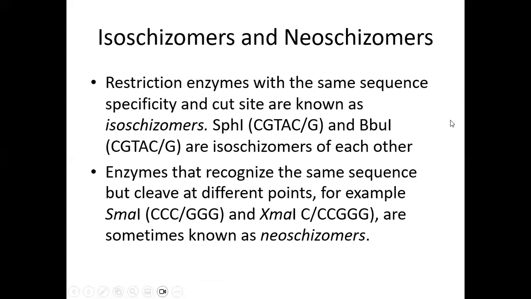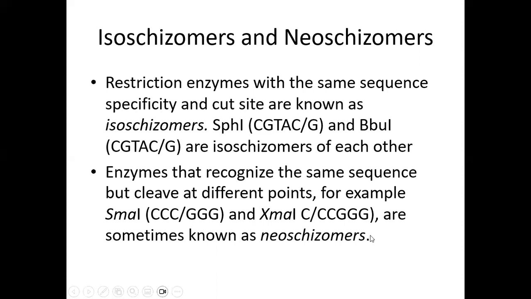Two more terms which are associated with restriction endonucleases include isoschizomers and neoschizomers. Isoschizomers are restriction enzymes from two different sources, for example SphI and BduI, that recognize the same restriction enzyme target site and also digest the recognition site in the same fashion, generating the same type of ends. They are known as isoschizomers of each other.